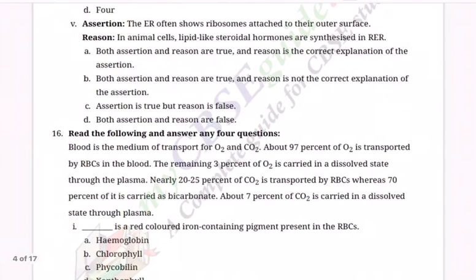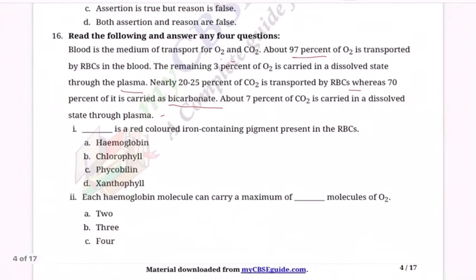Question number 16. Blood is the medium of transport for oxygen and carbon dioxide. About 97% of oxygen is transported by RBCs in the blood. The remaining 3% of oxygen is carried in a dissolved state through plasma. Nearly 20 to 25% of CO2 is transported by RBCs, whereas 70% of it is carried as bicarbonate. About 7% of CO2 is carried in a dissolved state through plasma.